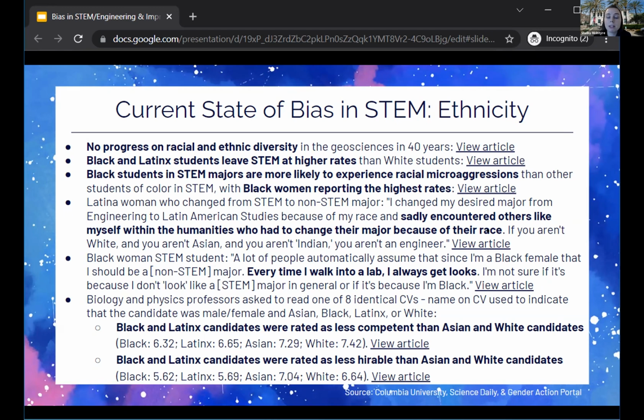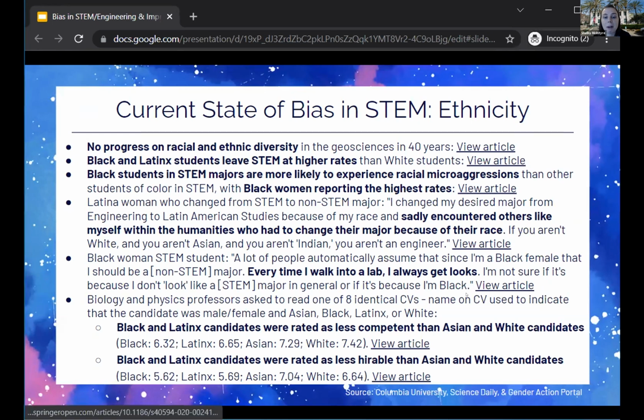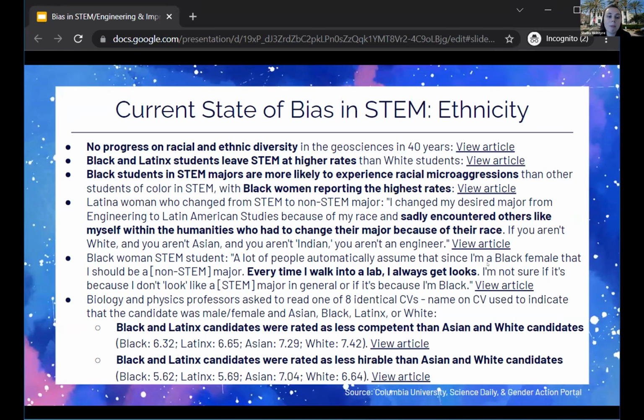So she feels like that was the primary factor of changing from STEM to non-STEM, was what she experienced based on ethnicity and race. This person says, "Every time I walk into a lab, I always get looks. I don't know if it's not because I look like a STEM major or if it's because I'm Black, but I get those looks," right? So these are just a couple more examples.